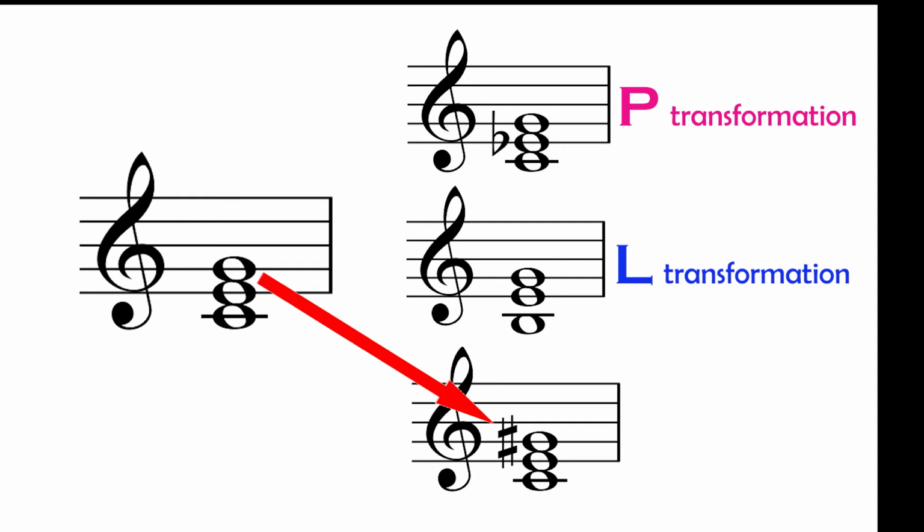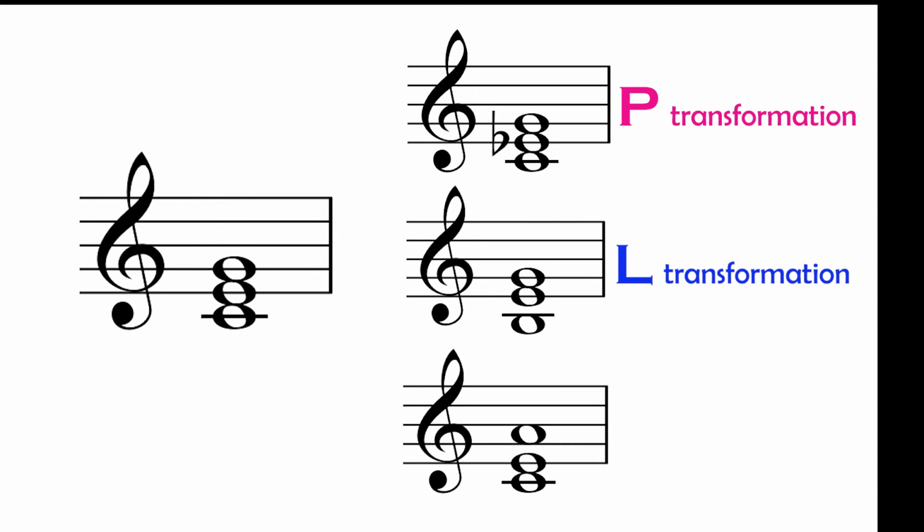But if we take the fifth and we move it up a half step, we get an augmented chord, and what we're looking for are major or minor sonorities. So by moving it up two half steps, we get A minor in first inversion, the relative of C major. So this is an R transformation. R stands for relative. These are the three most basic transformations in Neo-Riemannian theory, and we can layer them as well, but let's just focus on these three first.